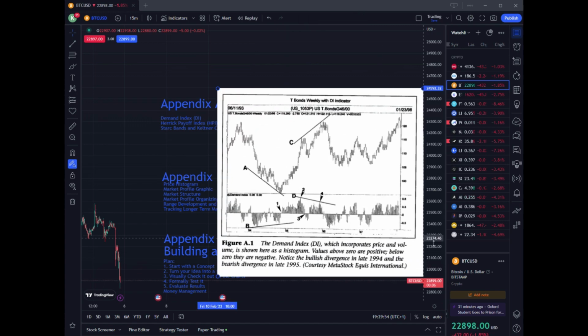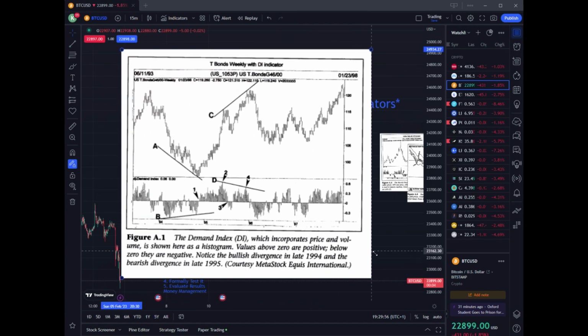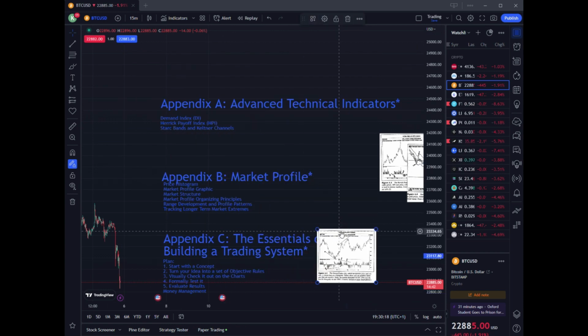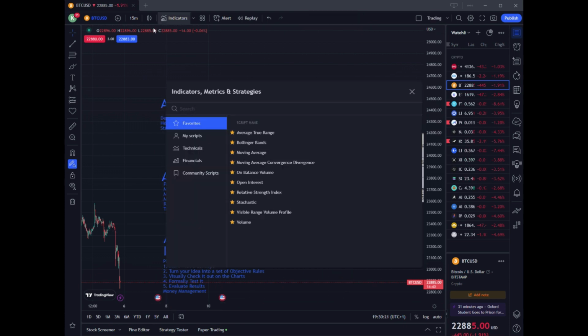The demand index is the ratio of buying pressure to selling pressure. What you can see is this histogram on the bottom. If it's above 0, there's more buying pressure, so the price is likely to go up. If it's below 0, there's more selling pressure, and the price is likely to go down. And you can see here they had a couple of divergences and all that stuff. But I'll just pick it up and view it with you guys.